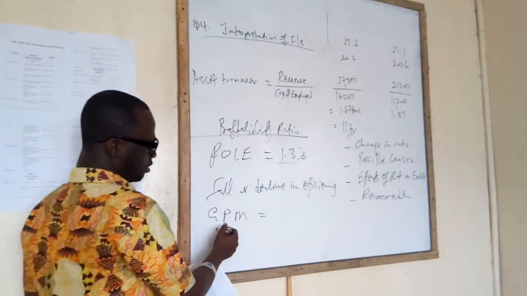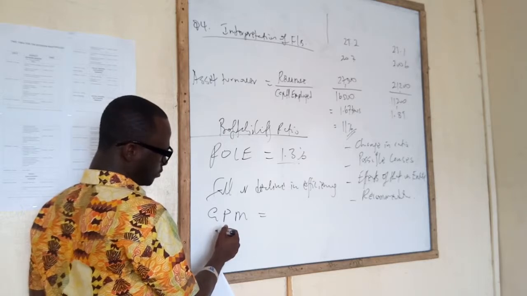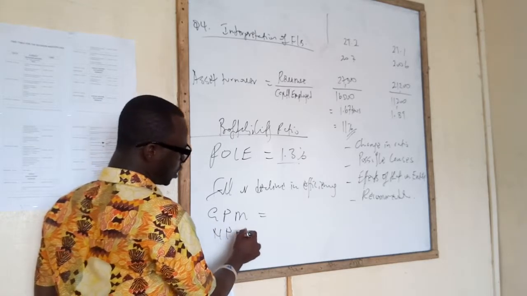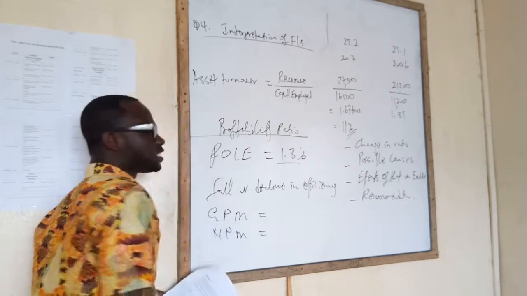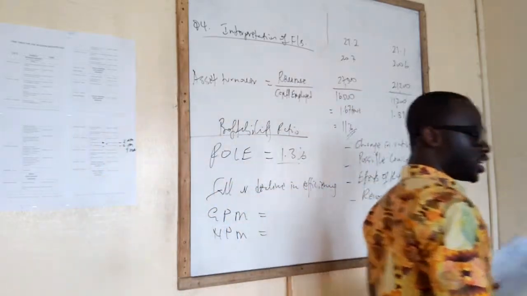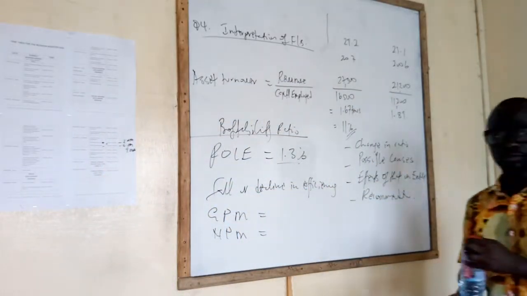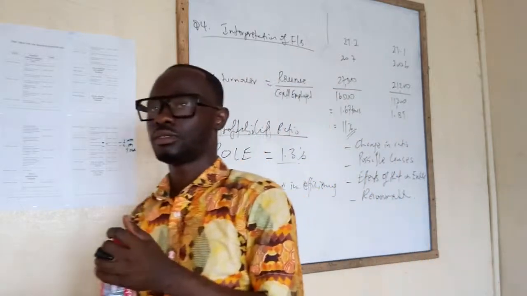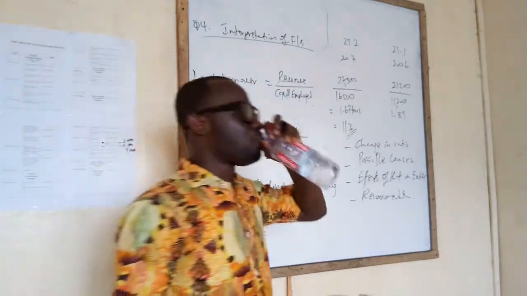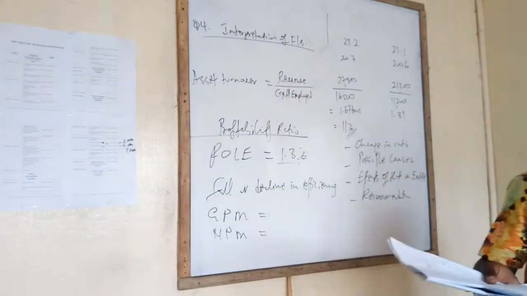What else did we calculate? Net profit margin, did we do that? What is that also about? Did it fall or did it increase? Okay, substantially the same.